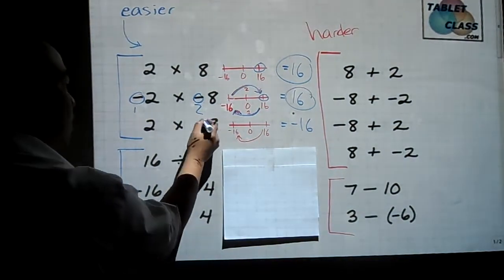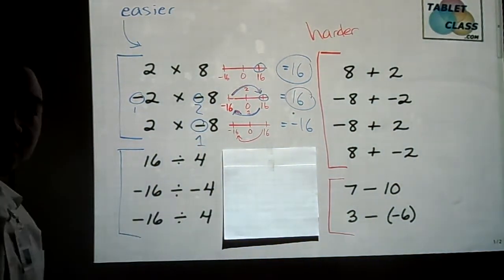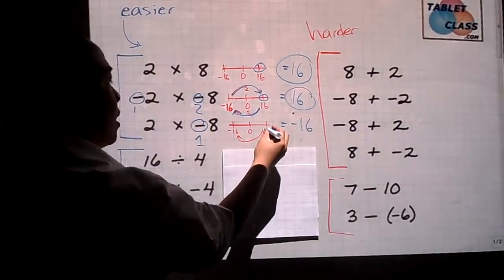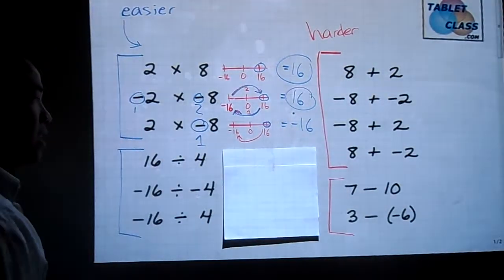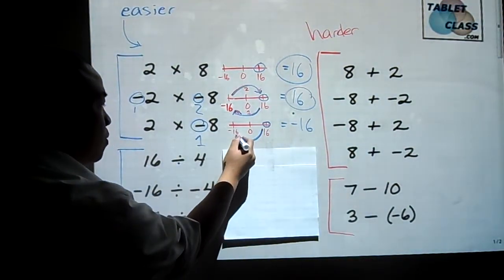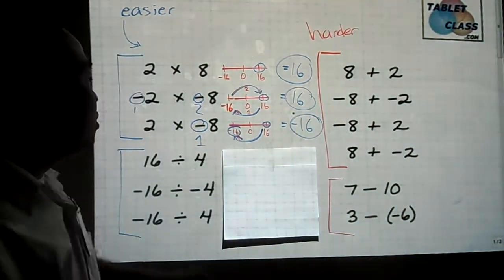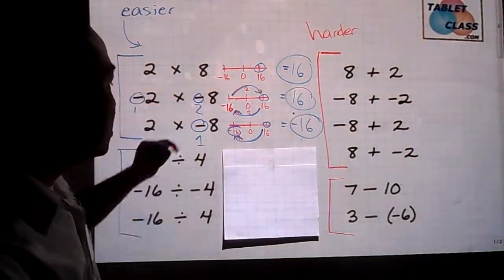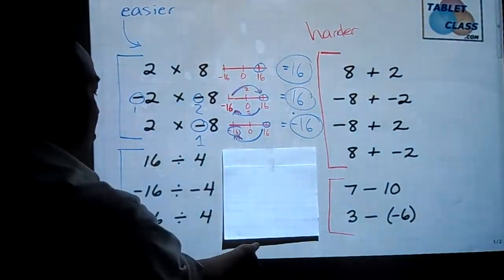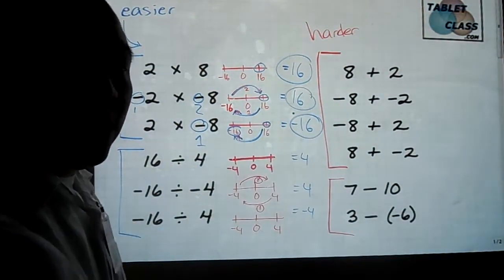Okay. For this one, we only have 1 negative sign. So we multiply it regularly. Start at 16. And then we bounce it only once, leaving us at negative 16. You want to be sure to count the negative signs, okay? And that works with division as well.